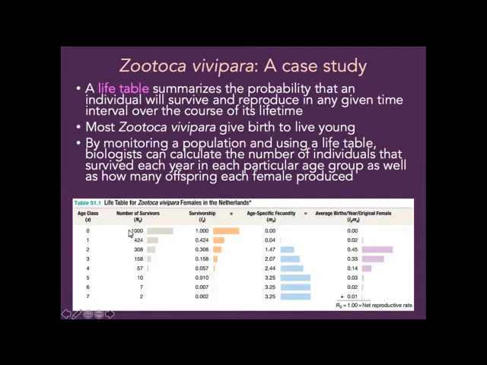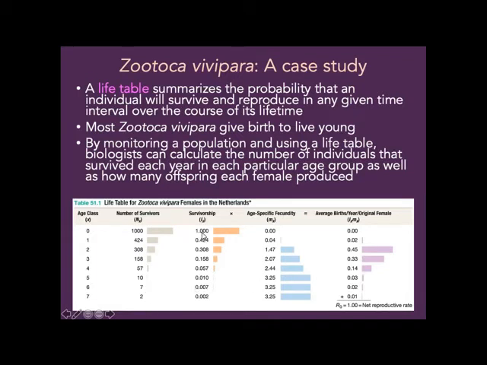Okay, so let's say there were 1,000 individuals born at the beginning. So they all survived so far. Okay, so n sub x is the number of survivors. By the beginning of the first year, 424 survive. Beginning of the second year, 308, 158, 57, et cetera, et cetera.